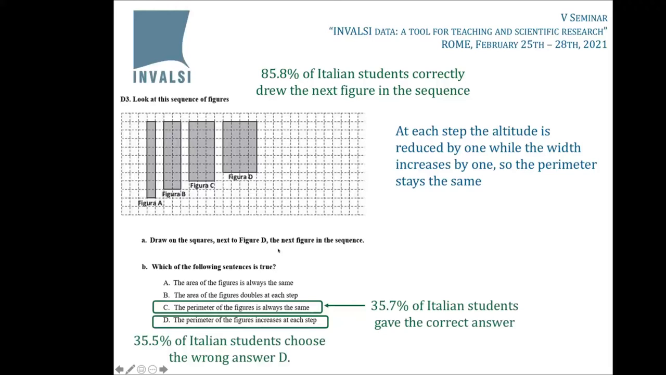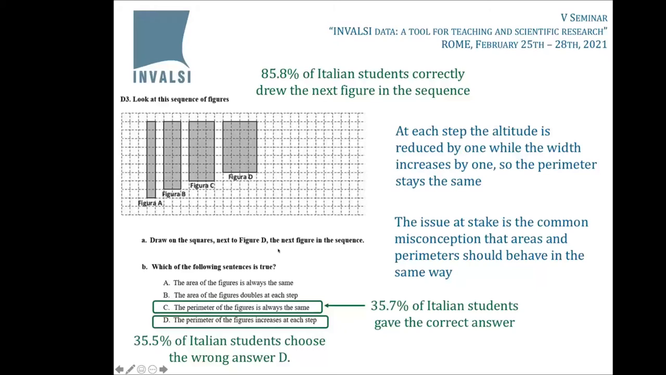However, more than half of the students that passed part A failed part B. The nationwide result confirmed that it is clear, at least in an intuitive way, what is happening in the sequence. The issue that prevented most of the students from giving the correct answer, recognizing that the perimeter stays the same, is the common misconception that areas and perimeters should behave in the same way.